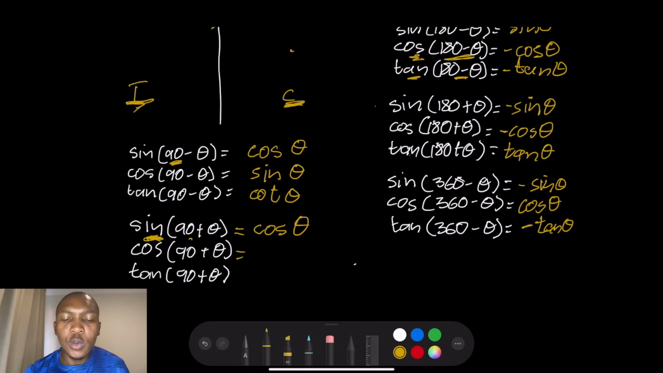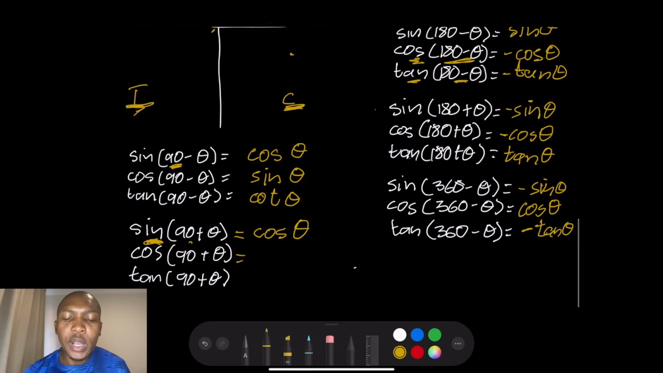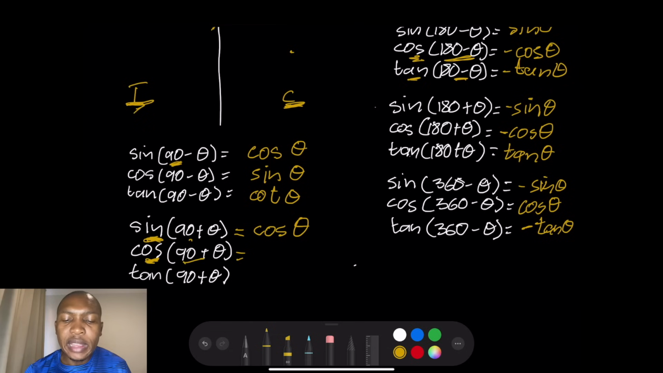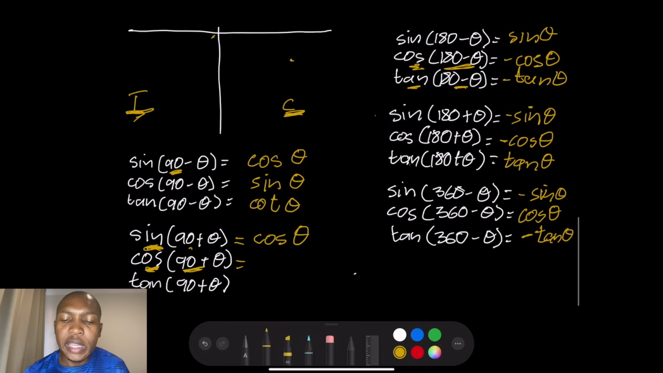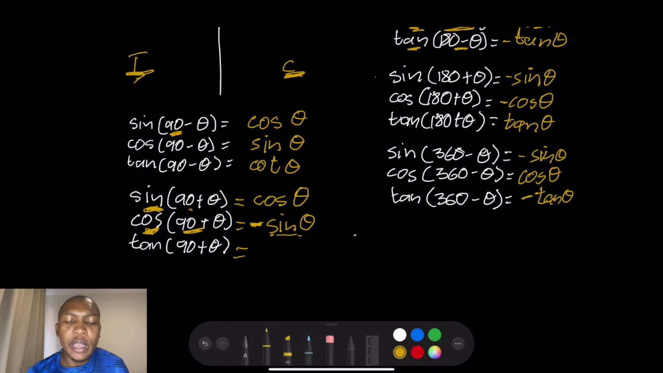Now let's do the one for cos of 90 plus theta. How is cos in the second quadrant? Well, cos is negative, only sine is positive. So in this case, it will be minus the sine of theta. The minus comes from the fact that cos is negative in the second quadrant. Then, for 90 plus theta, we change to the co-ratio, and the co-ratio of cos is sine. And then the tangent of 90 plus theta: tan is negative in the second quadrant, and it changes to its co-ratio, which is going to be cot of theta.